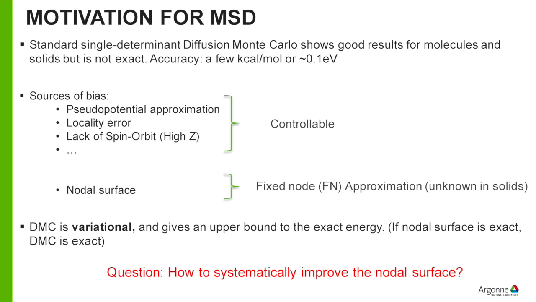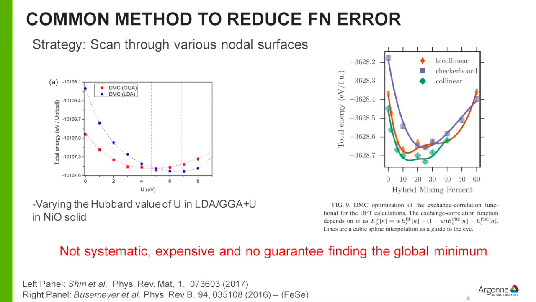No one knows what the fixed node is supposed to be. No one knows the quality of your fixed node until you try. And so that's really the source of error that we have. We know, however, that DMC is variational. So we know that if you change your trial wave function and it improves your nodal surface, your energy is going to be lower. So we can scan through multiple nodal surfaces to try to see which one is the best. And this is what has been done in the past.